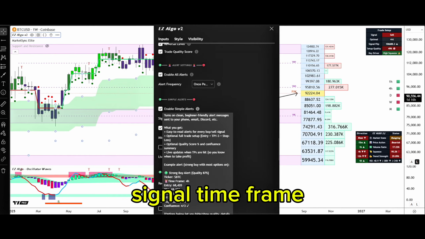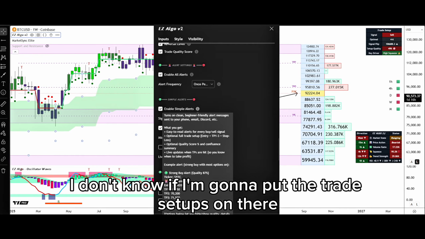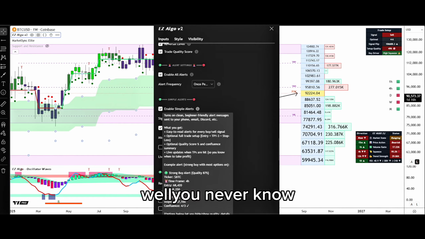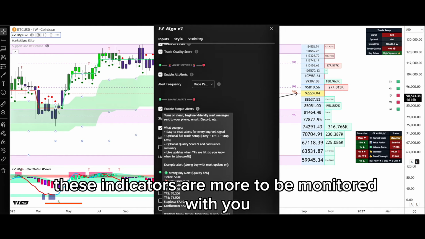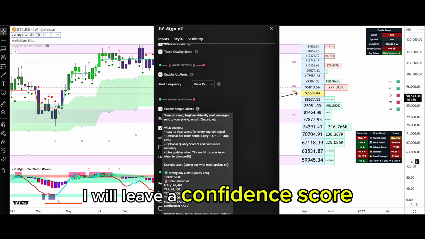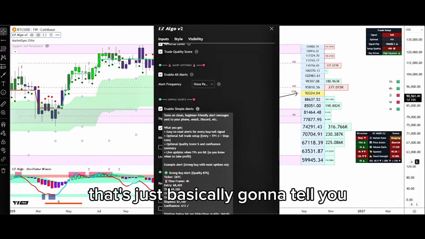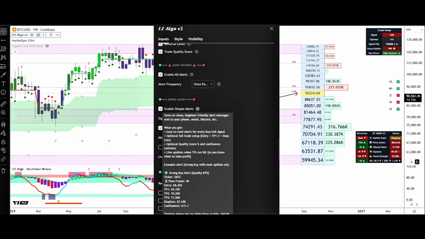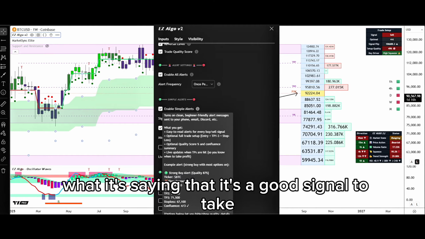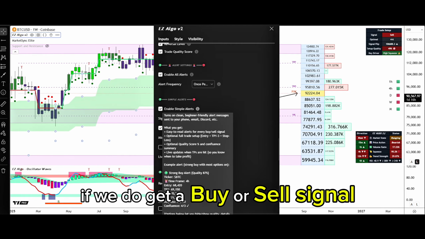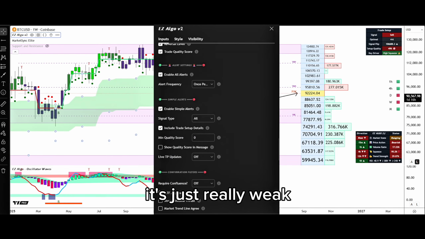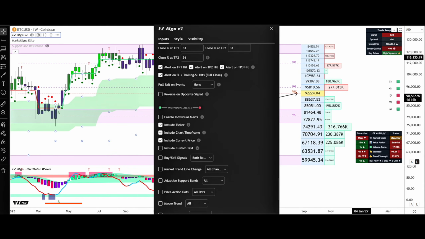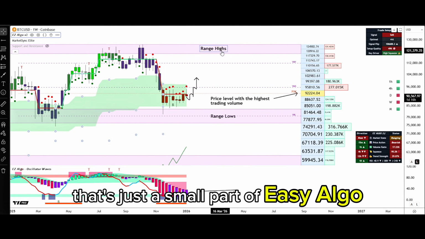And basically it's going to give us a signal and time frame. I don't know if I'm going to put the trade setups on there, because knowing people, they'll probably take it late. Or you never know. These indicators are more to be monitored with too. But I will leave a confidence score, a quality score. That's basically going to tell you how strong that signal is when it happens. So when we have signals above 55 to 60%, it's saying that it's a good signal to take. If we do get a buy or sell signal and it's really weak, we're probably going to want to fade that and ignore it. Pretty cool. That's going to be coming next. That's just a small part of EZ Algo.